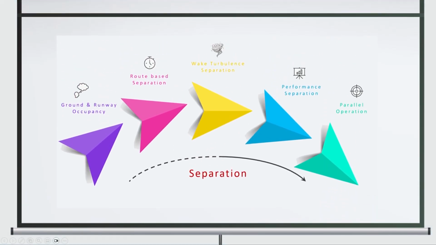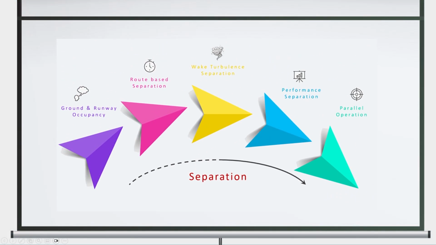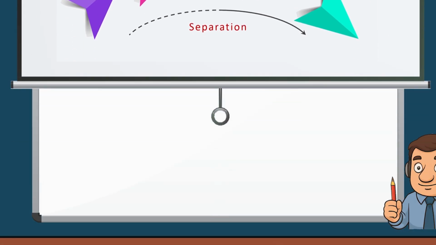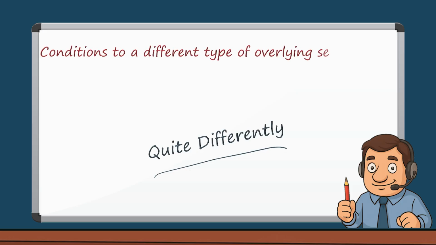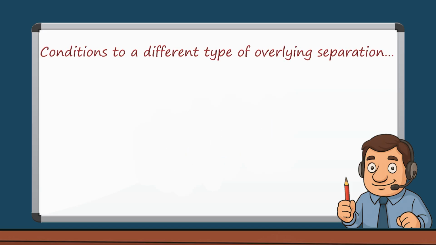Now, what did you learn again? Route separation, performance separation, wake turbulence separation, parallel approaches, all this. And it's in some way incorporated into S3 level as well. However, you need to look at it quite differently. There are really more conditions to an entirely different way of providing separation rather than actual requirements themselves.